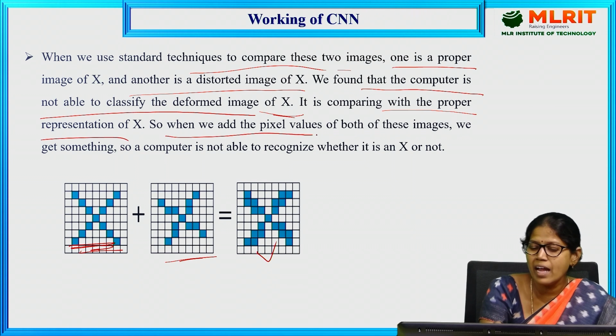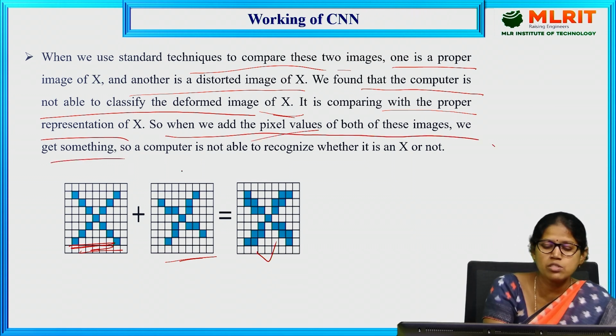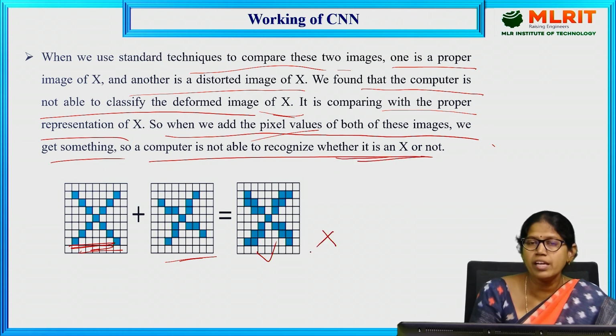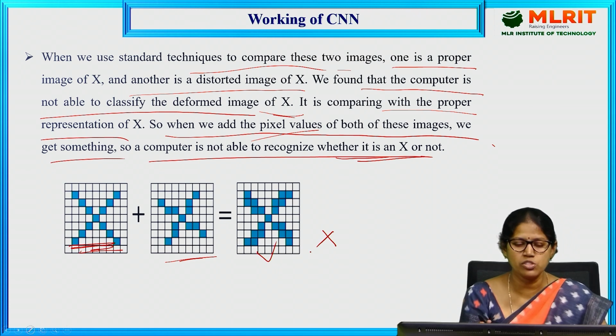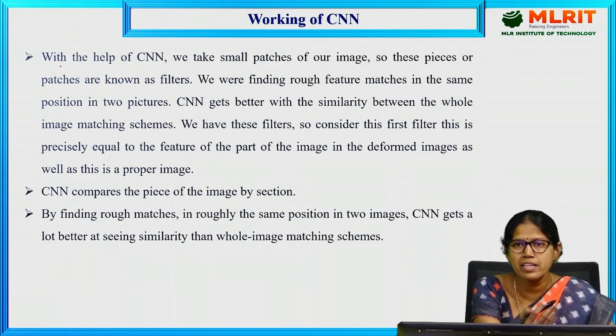So when we add the pixel values of both of these images, we get something. So a computer is not able to recognize whether it is an X or not. So the computer failed to recognize this image. So then how will it recognize that pattern, that image, as X or O?